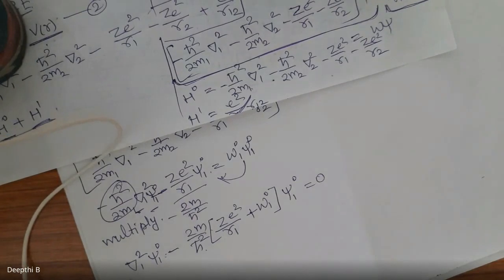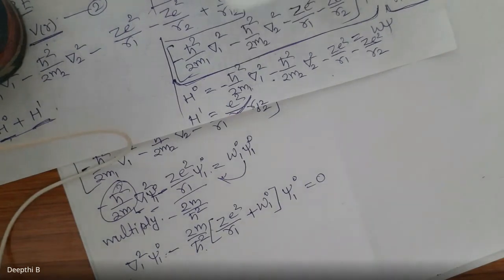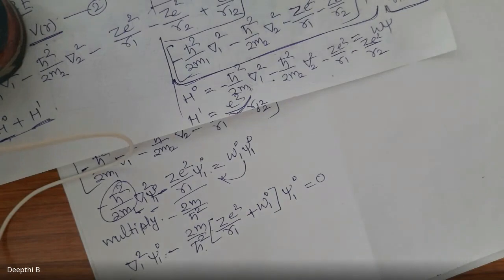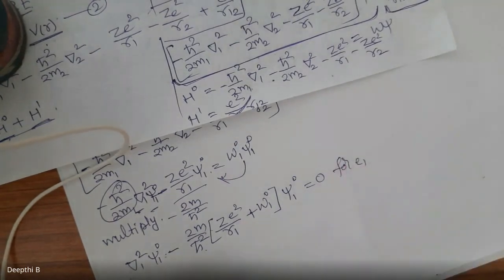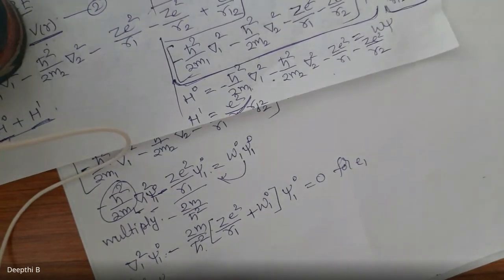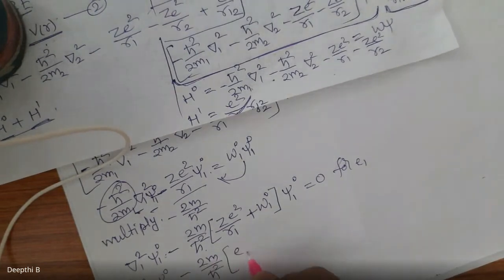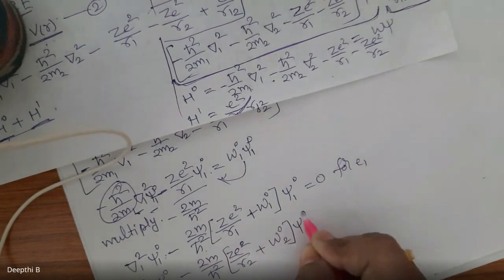Okay, students. So here we are calculating W1 naught. We want the W naught term first, then W dash, or W prime. Similarly, it is for electron 1. Now for electron 2, similarly I am writing directly here: del 2 square psi 2 naught minus 2m by h cross square Z square by r2 plus W2 naught psi 2 naught is equal to 0.